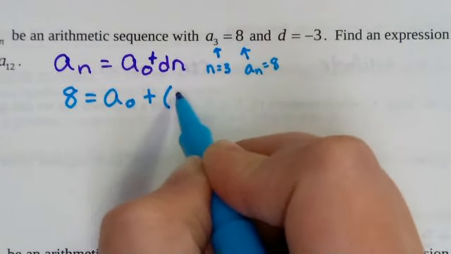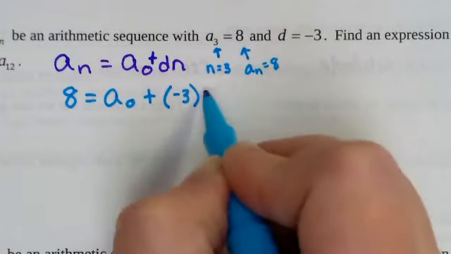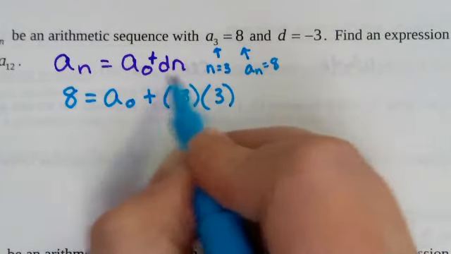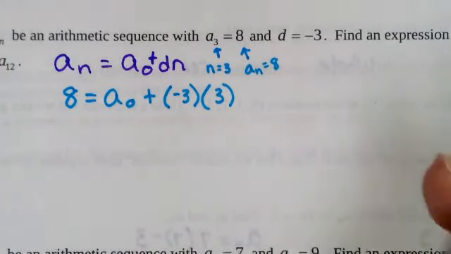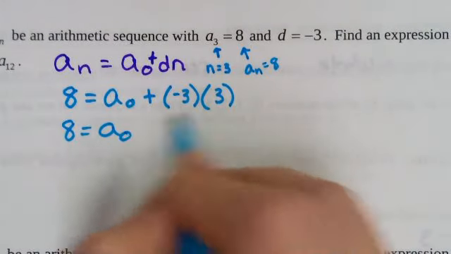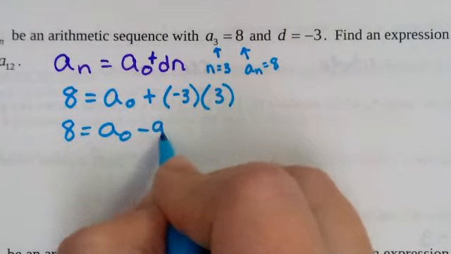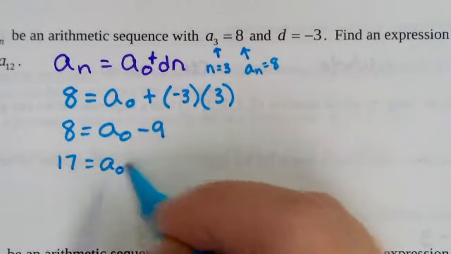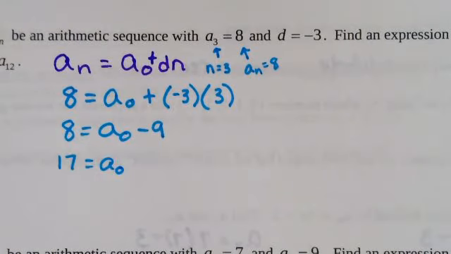We do know that your common difference is -3, and we said, what if n was 3? If I just plug these values in where they fit on that equation, we're going to be able to solve for the initial value. So look here. This would be a sub 0. -3 times 3 is -9. Add 9 on both sides, and my initial value is actually 17.